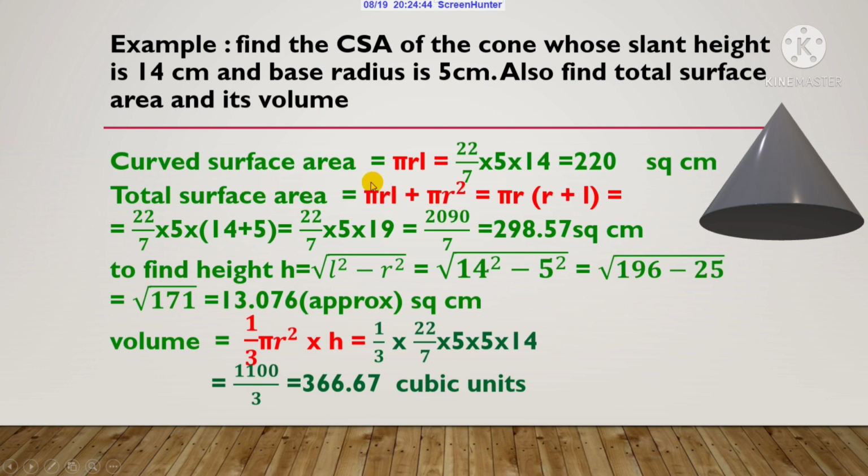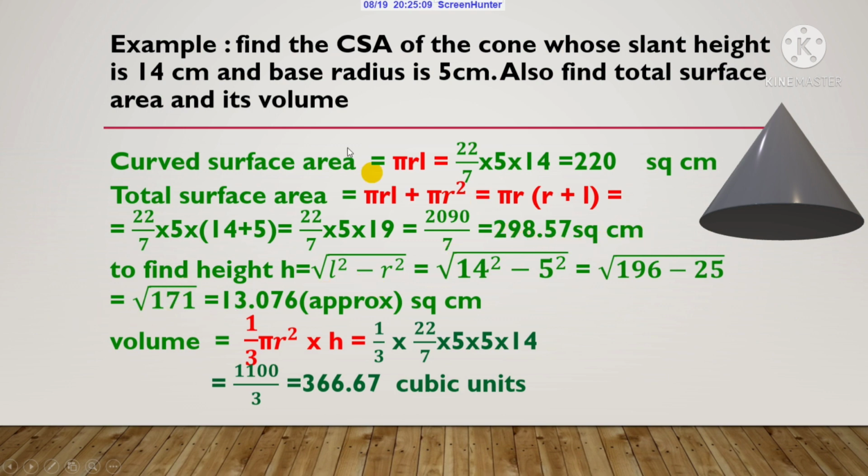Total surface area means if you add pi r square to the curved surface area, it will be the total surface area. That means pi r into r plus L. Pi r, instead of r I am substituting 5, and r plus L means 5 plus 14. If you calculate the entire thing, it will be 298.57 square centimeters.